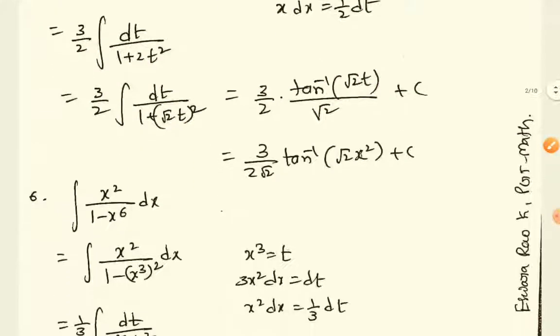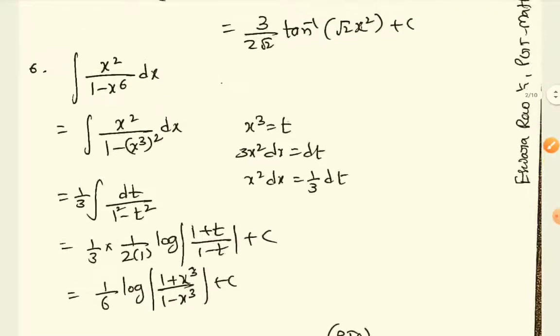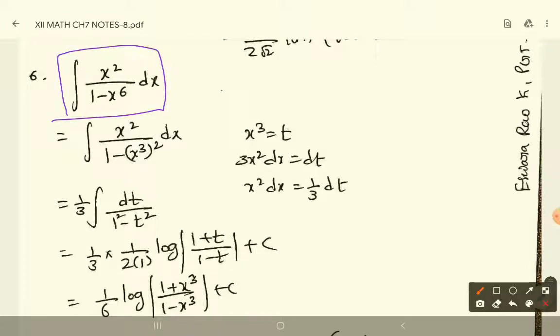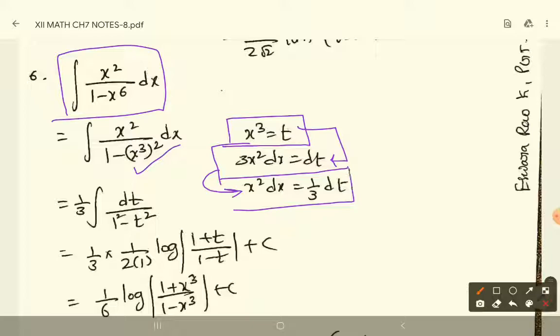Next question. Integration of x square by 1 minus x power 6 into dx. So for this also take x power 6 as x cube whole square. Use the substitution x cube is equal to t. Differentiating on both sides, 3x square dx is equal to dt. So x square dx is equal to 1 by 3 dt. So you get 1 by 3 into dt by 1 square minus t square. It is a logarithm formula, related to logarithm formula without square root.